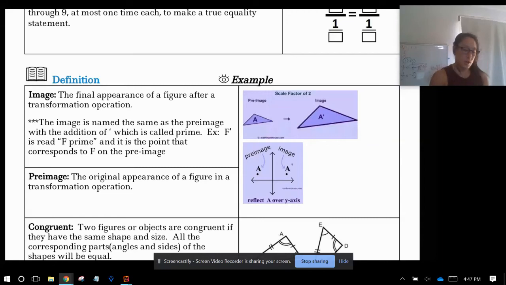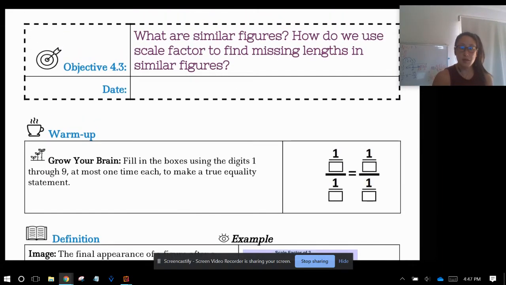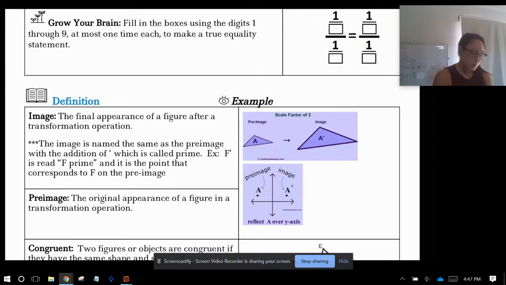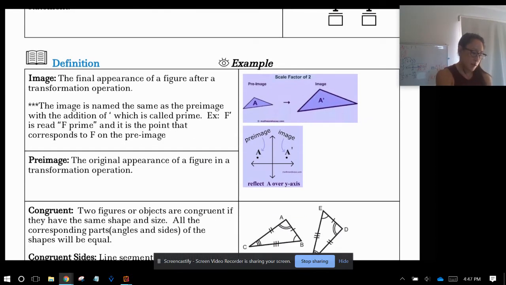We have much vocab to go over today for similar figures. So the first is image versus pre-image. Pre-image is the original image or original figure that you're graphing. And then the image is the transformation of the pre-image.